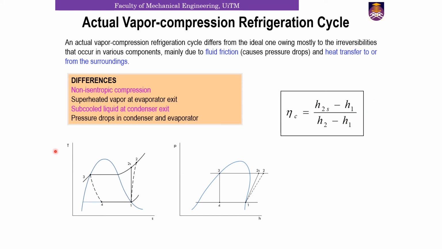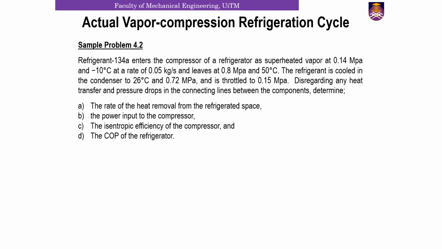And this can also be represented in your TS diagram here, which corresponds to your pH diagram here, right? And to find your isentropic efficiency, this is the formula that we'll be using. H2s is basically your isentropic enthalpy, H2 is your actual enthalpy. So in order to find your isentropic compressor efficiency, this is the formula that we'll be using. This indicates how closely you are operating compared to the ideal vapor compression refrigeration cycle.